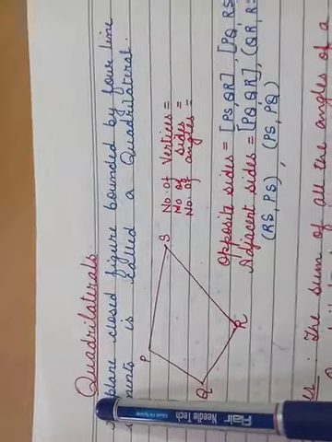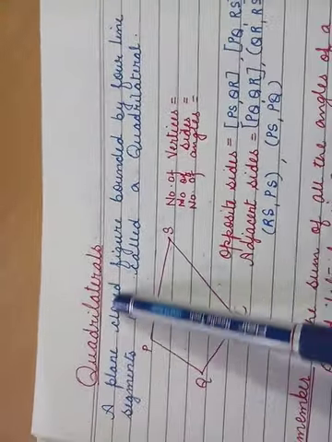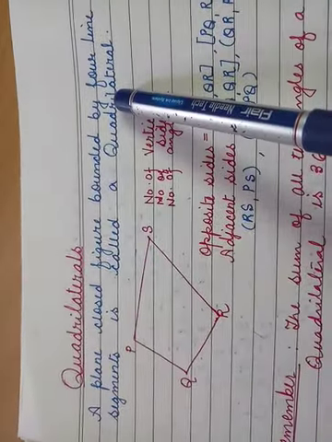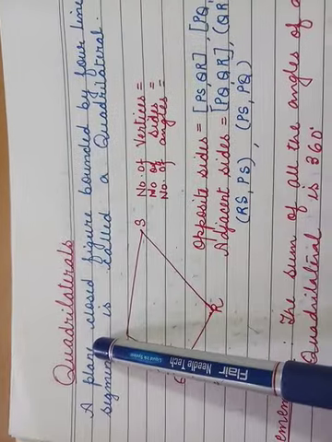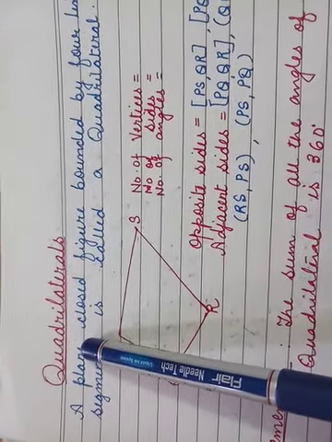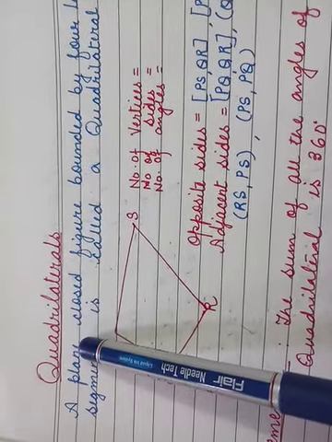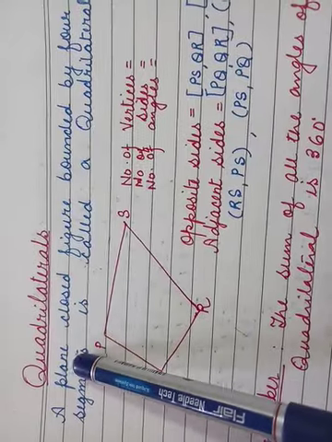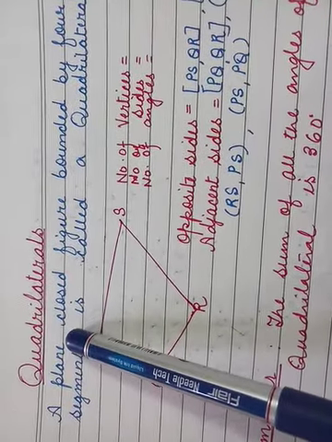What does a quadrilateral mean? A plane figure bounded by four line segments is called a quadrilateral. It is very important to know what a plane figure is. The figures which can be drawn on a plane, that is, on a paper, or the figures which have only two dimensions, are known as plane figures.